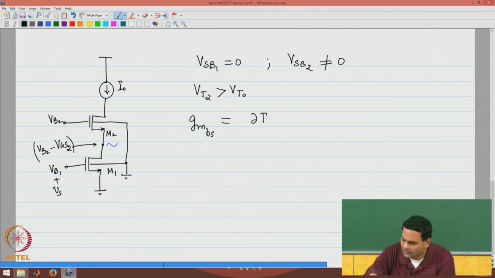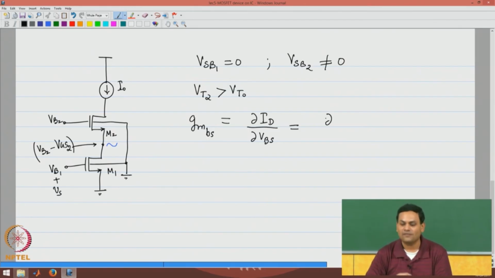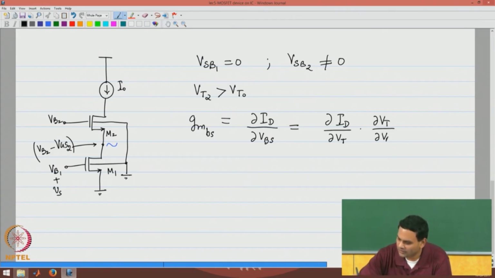We will represent that by a small signal transconductance called GMBS. I will represent that as GMBS, which is nothing but dou ID over dou VBS. Clearly, the dependence of ID on VBS is through the threshold voltage. So, therefore, this is dou ID over dou VT times dou VT over dou VBS. And now, we need to calculate these two quantities.